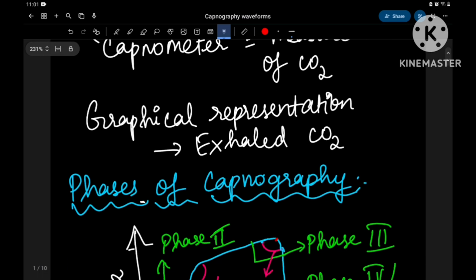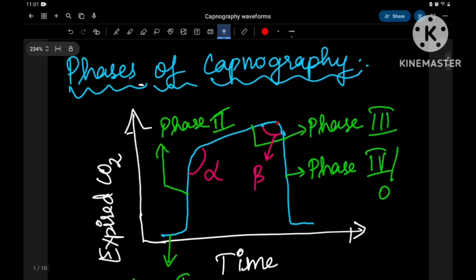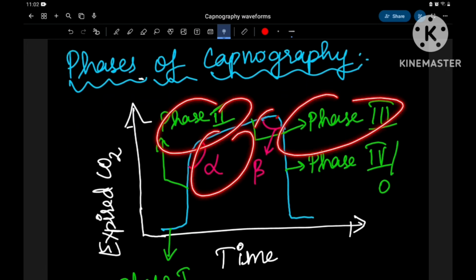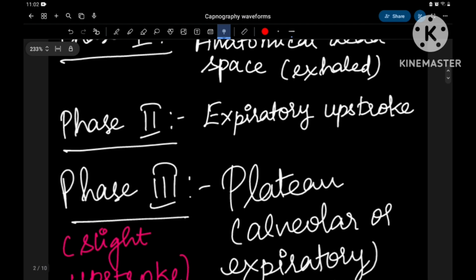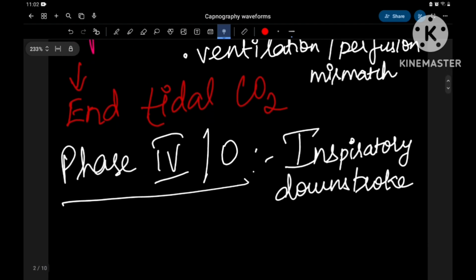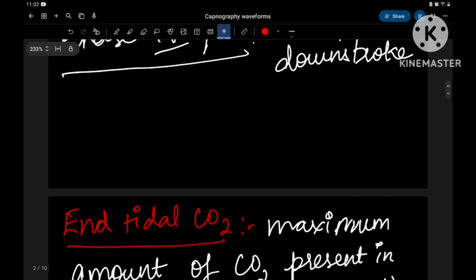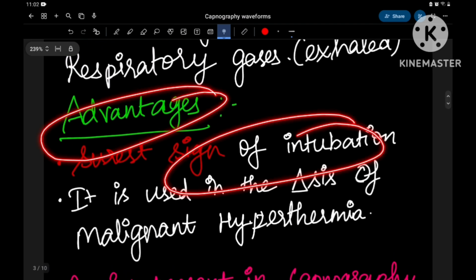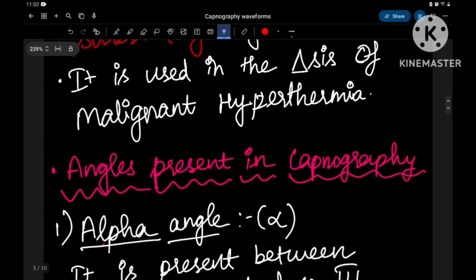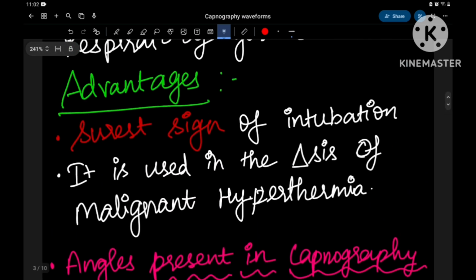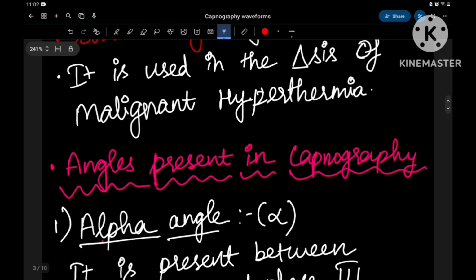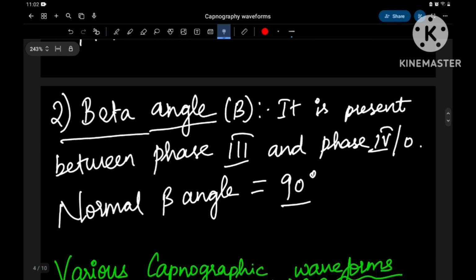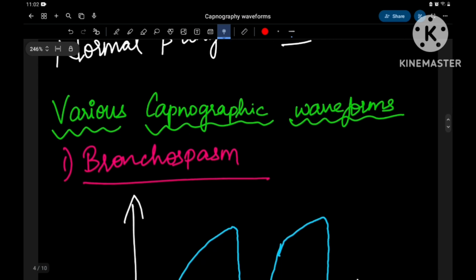Next, we saw the phases of capnography, where we saw phase 1, phase 2, phase 3 and phase 4. Yes, and we saw the angles of capnography. We discussed briefly about it, and we also discussed end-tidal carbon dioxide, right? Next, we saw the advantages. Only two significant advantages: intubation and malignant hypothermia. There are many advantages, but what we discussed are two important significant ones. And for the angles present in capnography, we saw the alpha and beta angle.